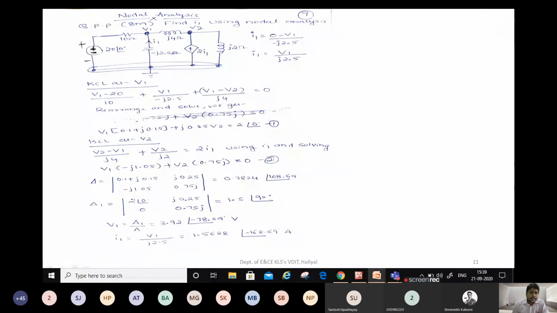So these V1 and V2 were not given, so we have to identify the number of nodes. There are two non-reference nodes, V1 and V2, and a reference node, that is the ground. So once you do this, you can come across the same steps that we have used.